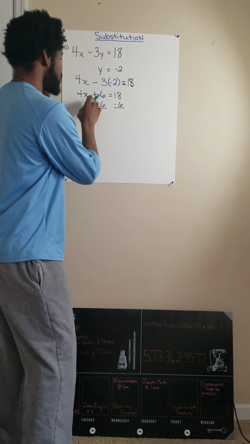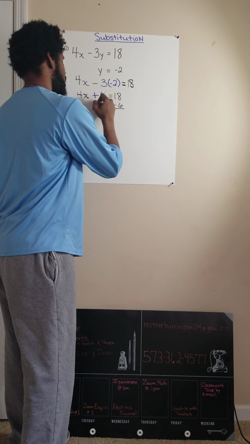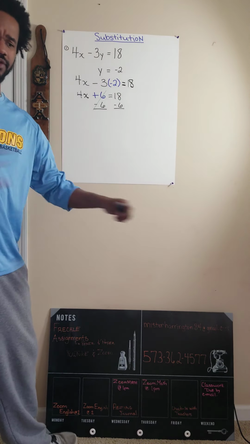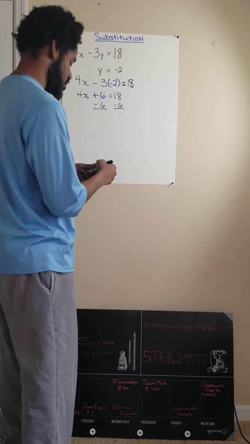All right, so now we have positive 6 minus 6. As I've done before in class, I cancel it out. I want to get rid of it. I don't want to see it anymore. But then everything else comes down.